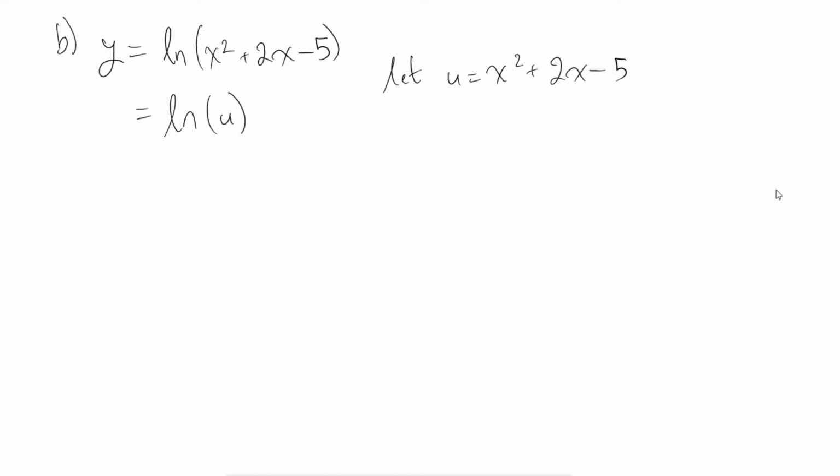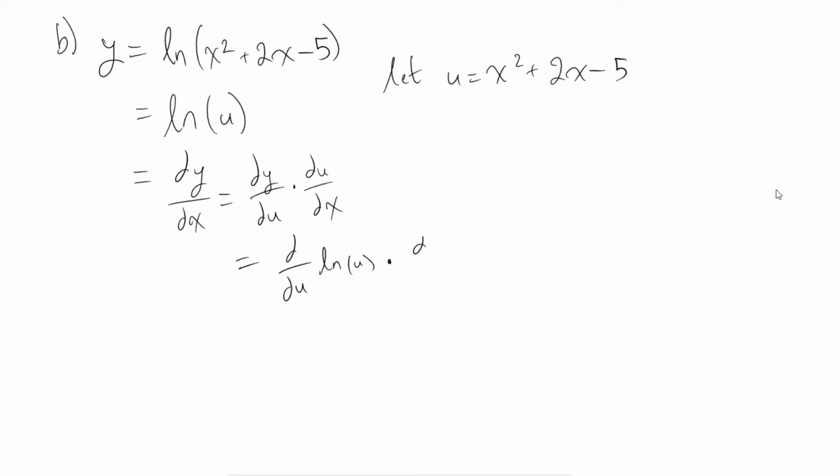If you do recall, using the rule like this, our substitution or our chain rule, dy by dx is the same as dy with respect to u times du with respect to x. So we've split it up. We've made our life so much easier. So that is the derivative with respect to u of ln u times the derivative with respect to x of x squared plus 2x minus 5. Hey, breaking it up like that makes it pretty easy.